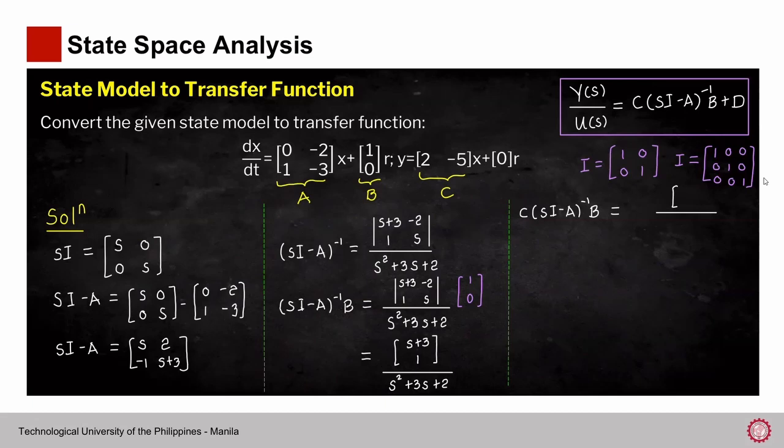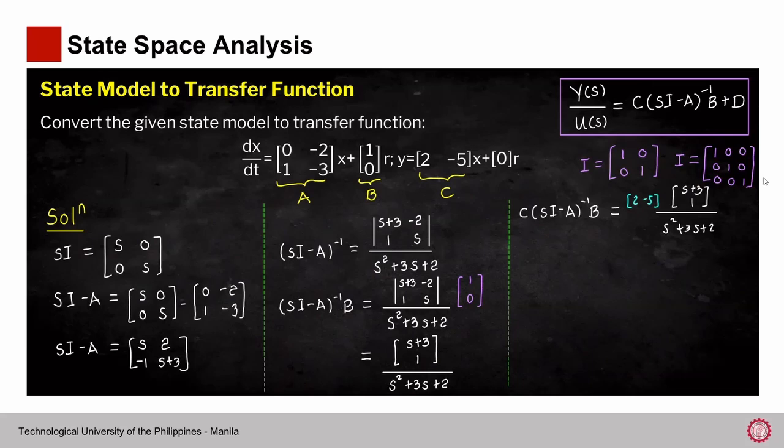So this is S plus 3 and 1, and then the denominator, which is S square plus 3S plus 2. Sorry, plus 2 rather. We multiply it by, guys, what is the matrix C? The matrix C in this particular case is 2 and negative 5.